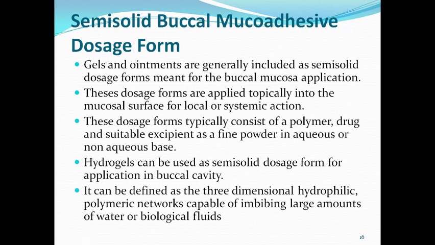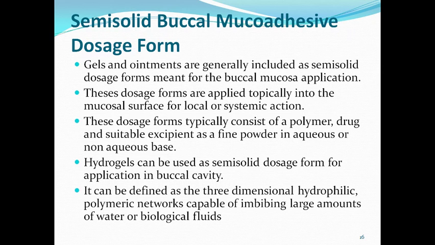Other than the tablets, some semi-solid buccal mucoadhesive dosage forms are also available. It mainly involves gels and ointments. These dosage forms are applied topically onto the mucosal surface for local and systemic action. These dosage forms typically consist of polymer, drug and suitable excipient as a fine powder in an aqueous or non-aqueous base.